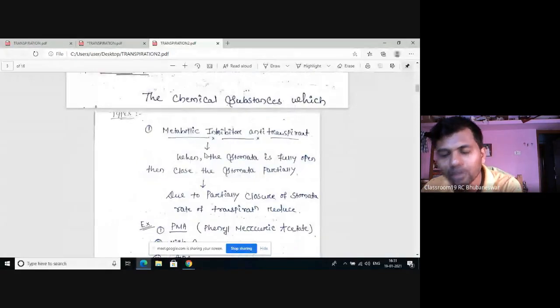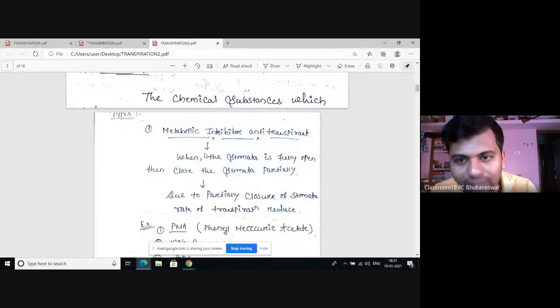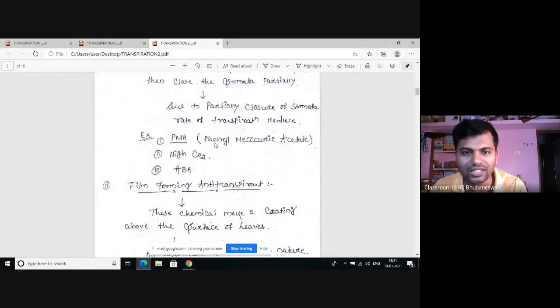The metabolic inhibitor type means when you spray some chemical onto the plant, this chemical causes partial closure of stomata, so the rate of transpiration is very low. This is known as metabolic inhibitor anti-transpirant. The examples are PMA, phenyl mercuric acetate, high carbon dioxide, ABA. Next, the film forming anti-transpirant.